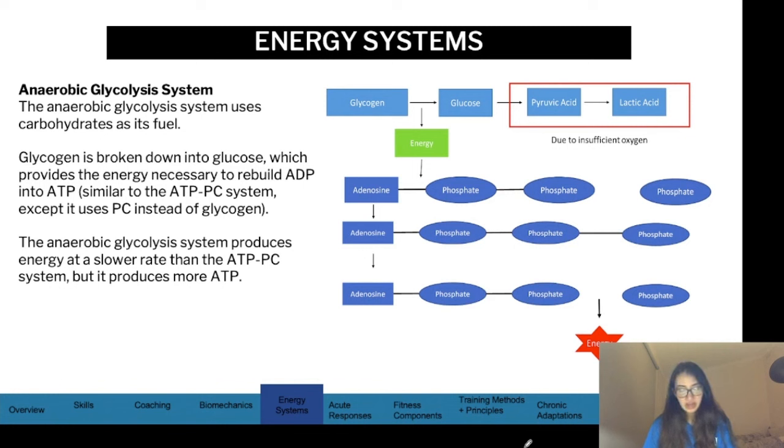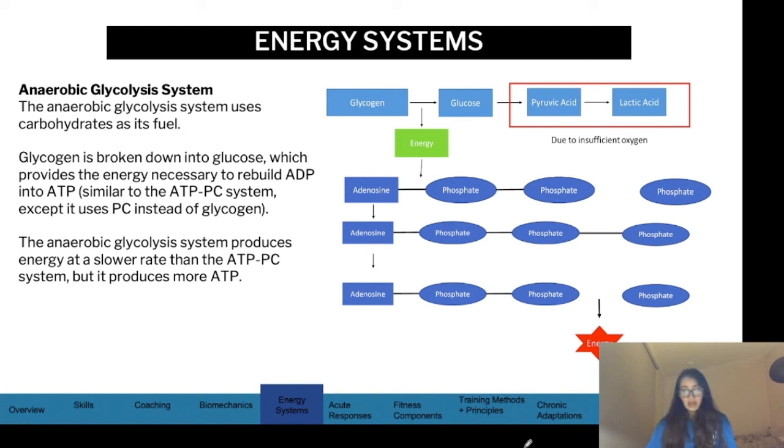And so what happens then is your body uses these anaerobic systems, and it uses the ATP-PC system first, and then it uses the anaerobic glycolysis system because this does not require oxygen. Glycogen is broken down to glucose, which provides the energy necessary to rebuild ADP into ATP. Similar to the ATP-PC system, except it uses glycogen instead of PC. The anaerobic glycolysis system produces energy at a slower rate than the ATP-PC system, but it produces more ATP.